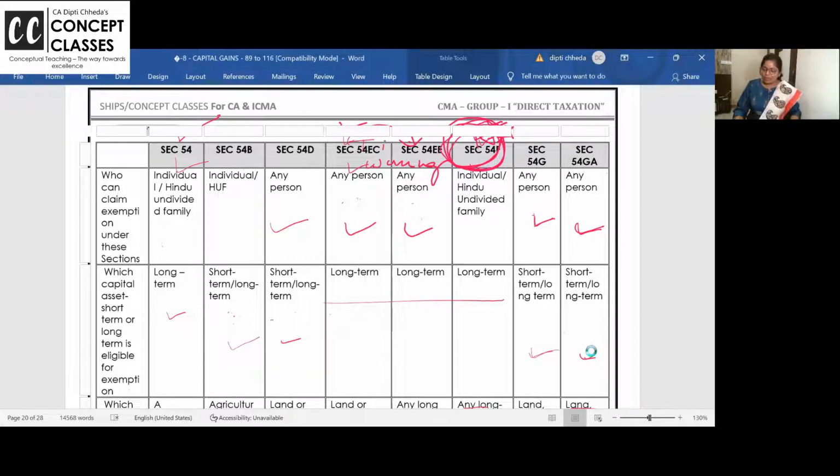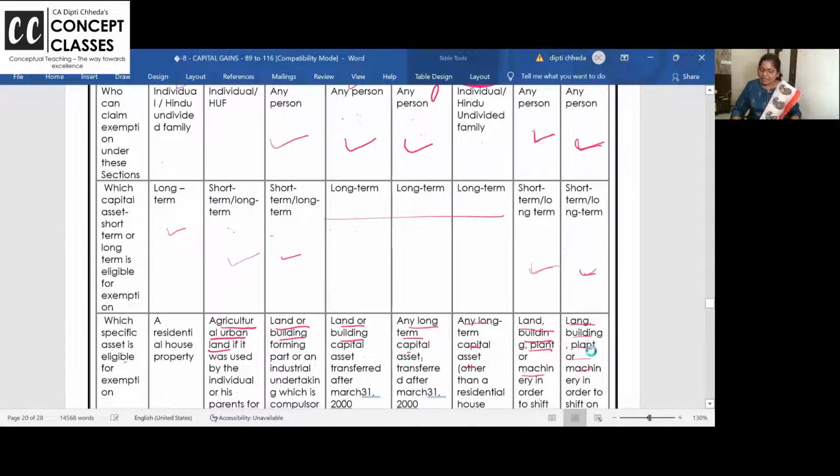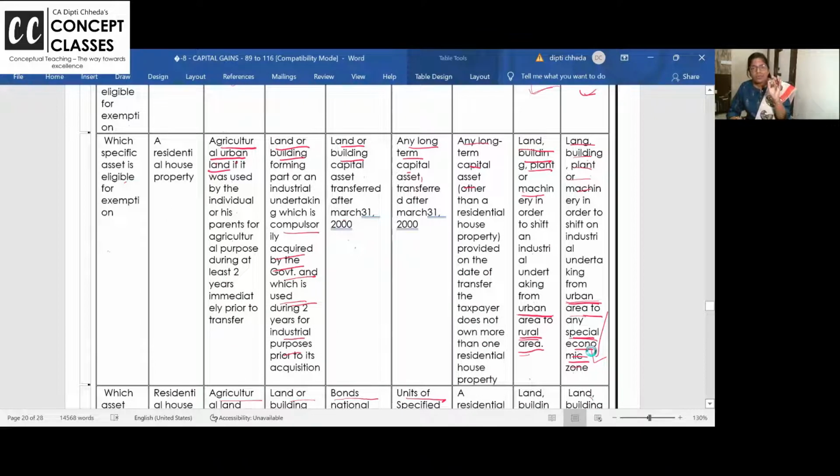अब क्या है देखो. Individual and HUF. What capital asset they are giving exemption? Long term. Which specific asset they need to sell? Any long term capital asset other than residential house. Ma'am, any long term asset we can do 54AA also. कोई भी asset बेचो, mutual fund खरीदो. Yeah. 54F says you sell any long term capital asset other than residential house and you buy residential house.